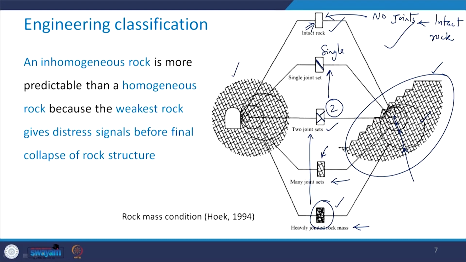Second thing is, inhomogeneous rock behavior is more predictable than a homogeneous rock, because the weakest rock will give you enough distress signal before the final collapse of the rock structure. It will not fail suddenly. There is going to be some kind of sliding or other type of signals. So you will know beforehand that the distress is there and it can fail any time. So you will have sufficient time to, let us say, evacuate that place or things like that.